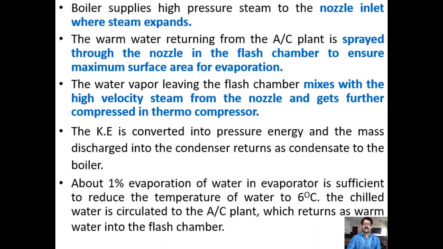About 1% evaporation of water in the evaporator is sufficient to reduce the temperature of water by 6 degrees Celsius. So the chilled water is circulated to the AC plant, which returns as warm water into the flash chamber. The chilled water is what you get from the flash chamber at the bottom. You see, such an effective method to reduce the temperature of water.